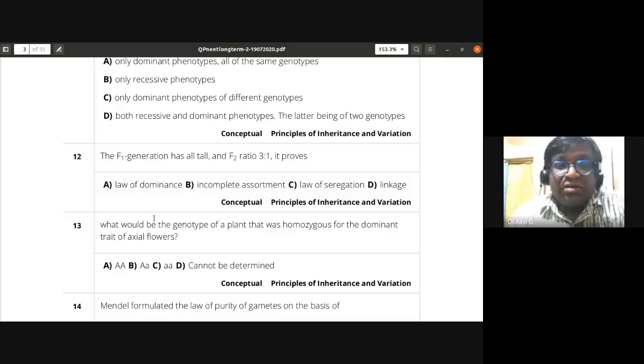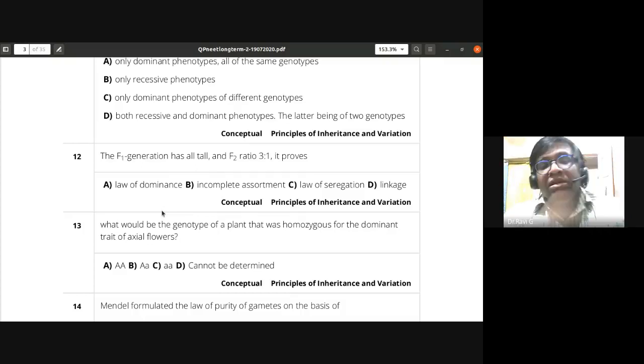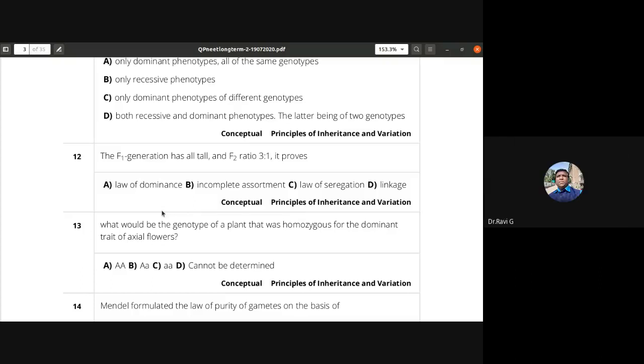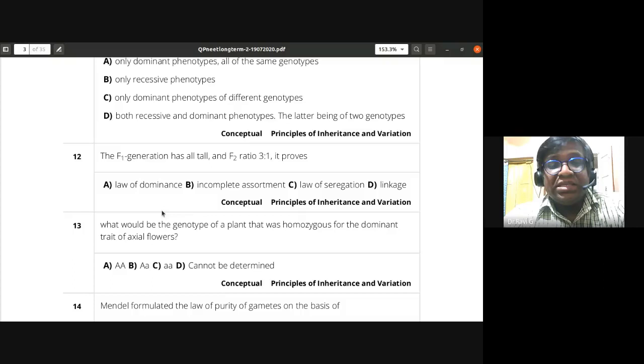Okay. 13th one, what would be the genotype of a plant that was homozygous for the dominant trait of axial flowers? So we are asking for the genotype of a plant homozygous for the dominant trait of axial flowers. Is it capital A, capital A, capital A, small a, or small a, or cannot be determined? Homozygous dominant trait, it would be capital A, capital A. A is the answer, capital A, capital A.